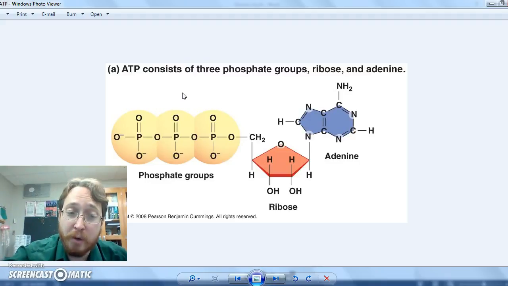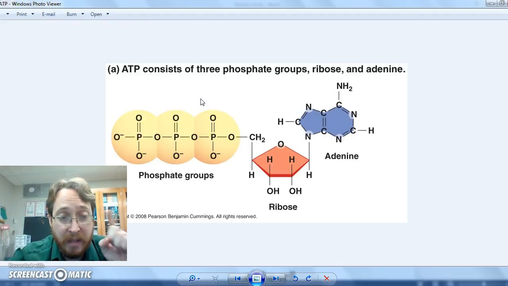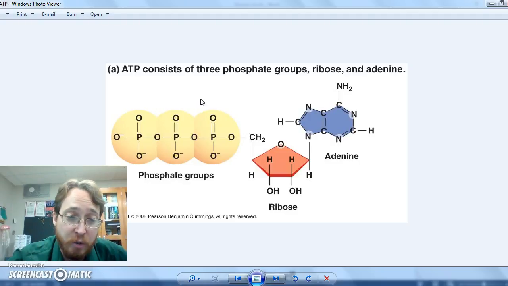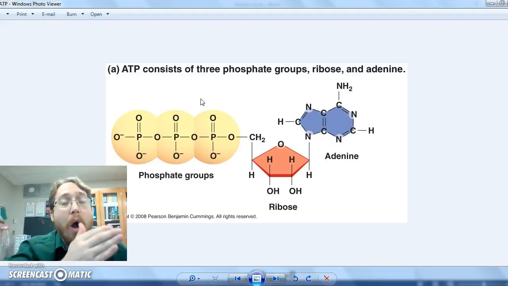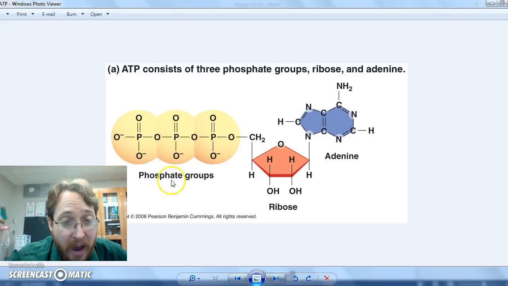We have a short-term energy storage in glucose. When we get the energy out of the glucose, we put it into ATP, and ATP is like spending that as cash. ATP is the dollar bill of energy. It is the energy currency of the cell. So our primary energy currency comes from a modified nucleotide.